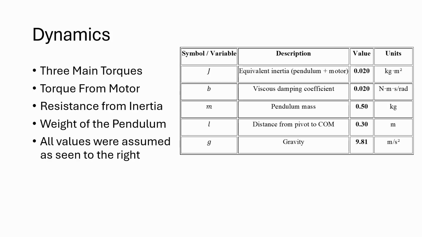There's the torque from the motor, there's the resistance from the inertia of the pendulum, there's the weight of the pendulum itself. And so the values I used, I used an inertia for the pendulum and motor of 0.02, a viscous damping coefficient of 0.02, pendulum mass of half a kilogram, and the length of the pendulum, I used 0.3 meters and used your standard gravity coefficient of 9.81 meters per second squared.